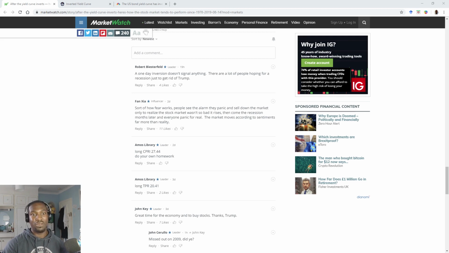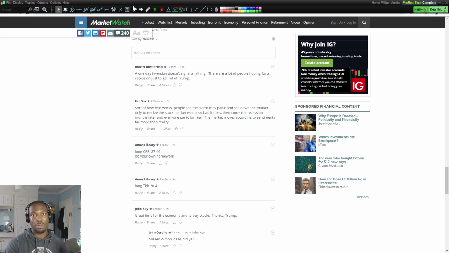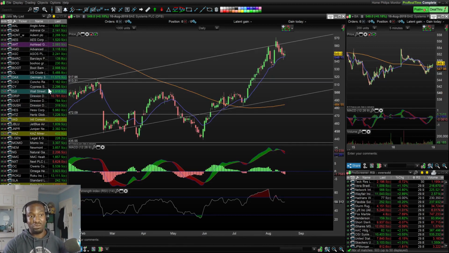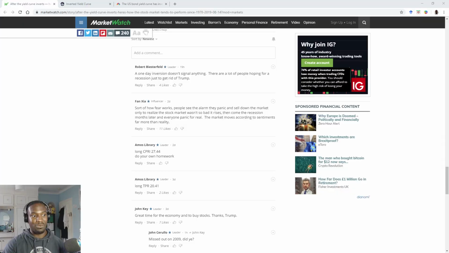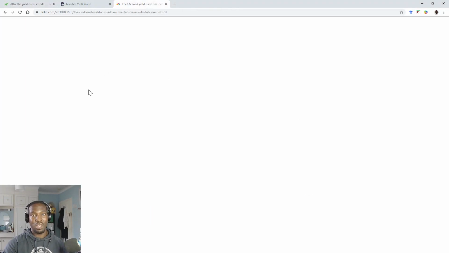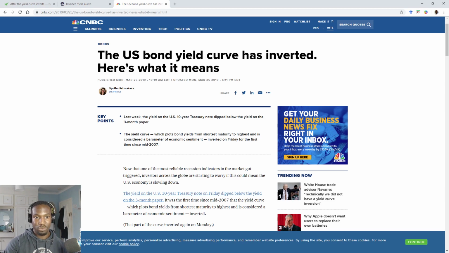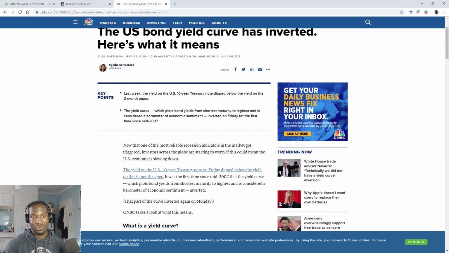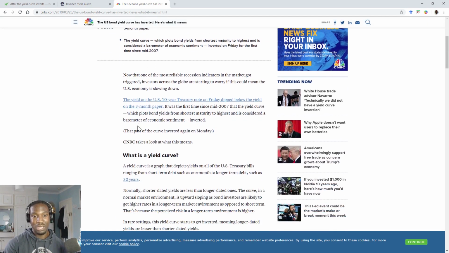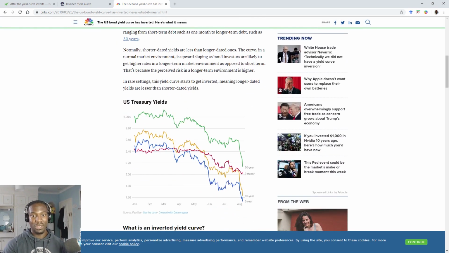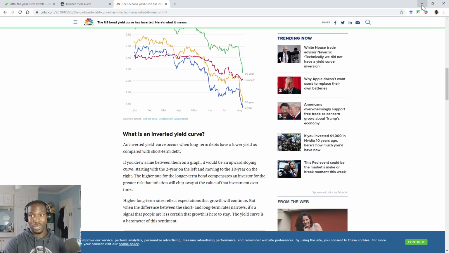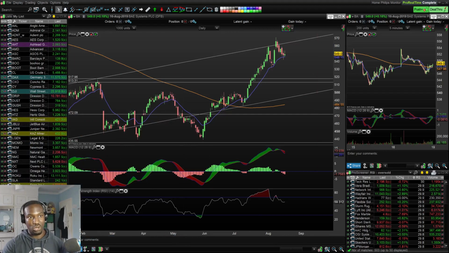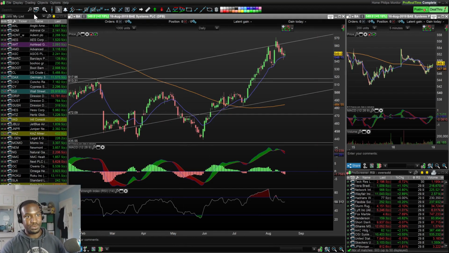But let me give you a prime example. I actually traded BAE Systems, which is a stock I traded around March. And around March was when the first inverted yield indicator of this year was triggered. So here's an article, March 25th. As you can see here, the US bond yield curve has inverted. Here's what it means. So that was March 25th. This is when the first announcement of 2019 about an inverted yield curve was basically announced. And that date is pivotal, because I'll show you why. So, BAE Systems.